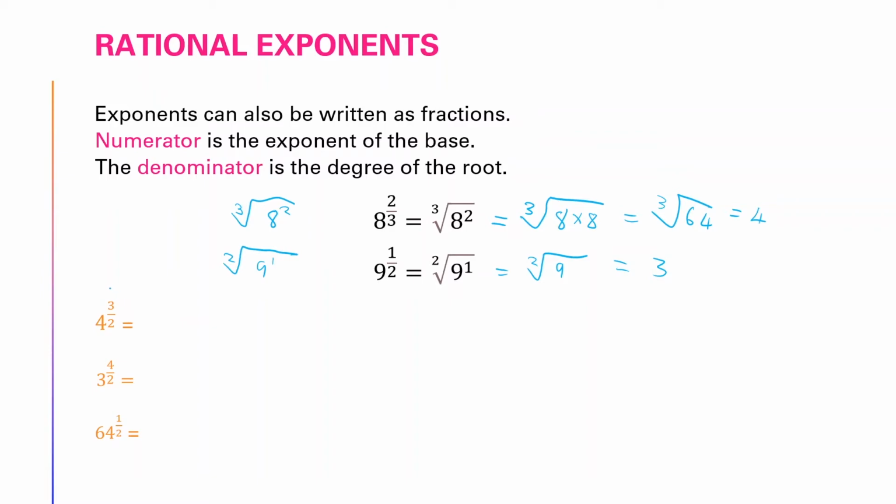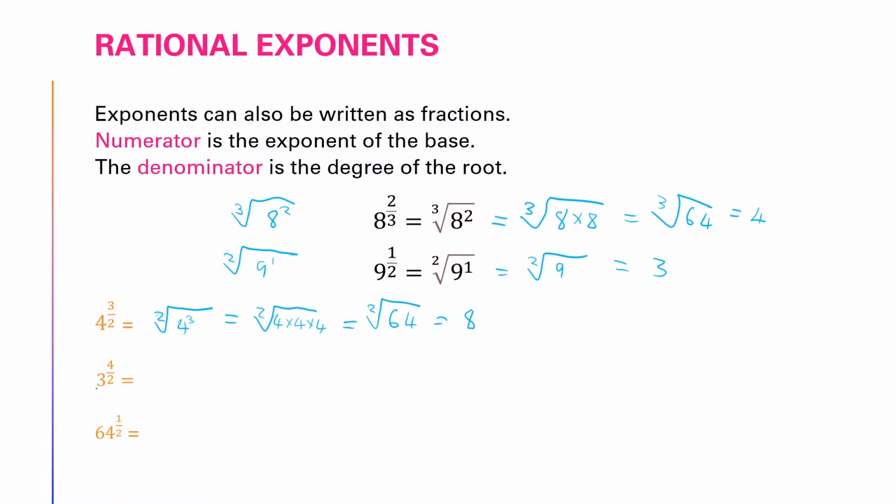4 to the power of 3 over 2. So we know that the degree of the root is going to be 2. Square root of 4 to the power 3, as the numerator of the fraction is a 3. And that is the same as the square root of 4 times 4 times 4. 4 times 4 times 4 is the cube of 4. So that's going to be the square root of 64. And the square root of 64 is just 8, because 8 times 8 brings us back to 64.